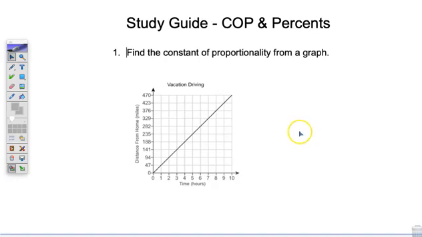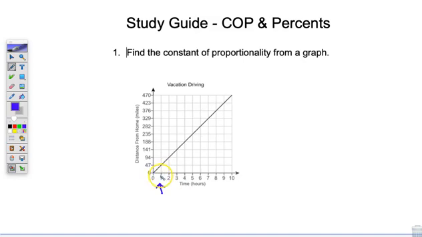Today we are going to review constant of proportionality, or COP, and percents. For the first problem, we're going to take a look at a graph and find the constant of proportionality from the graph. When you do this, you go to the x-axis and you want to look to where in 1 hour, how far from home you actually are.